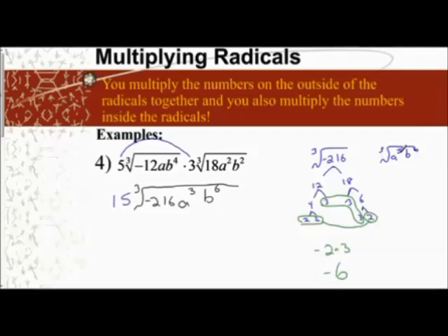And the cube root of a cubed is a. The cube root of b to the 6th is b squared, and that's applying that division. 3 divided by 3 is 1, you can take out 1a. 6 divided by 3 is 2, you can take out b squared, nothing remains on the inside. And so really I have 15 times negative 6ab squared, which gives me negative 90ab squared as my final simplified expression.